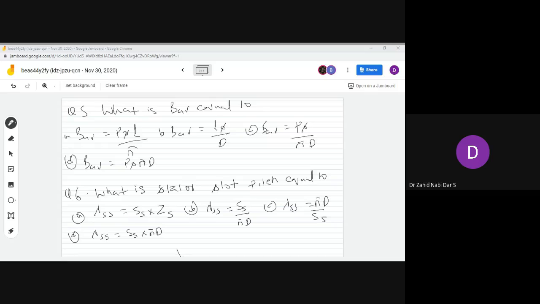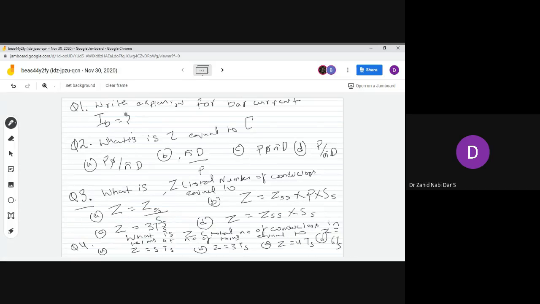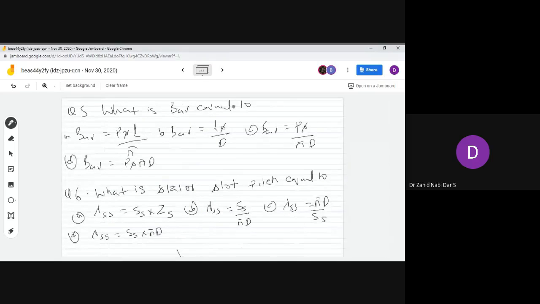See, most of you have answered the questions right. The question is write an expression for the bar current IB, which most of you have got right. What is tau equal to? That is pi D by P. What is this Z equal to? That is the number of stator slots ZSS into SSS. What is this equal to? This is 6 times ZTS. And what is the expression for BAV? That is P phi by pi D. And what is the stator slot pitch? That is pi D by SS.